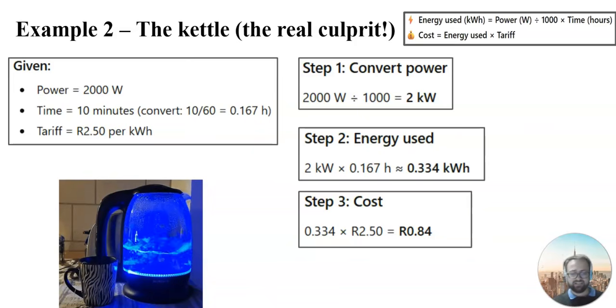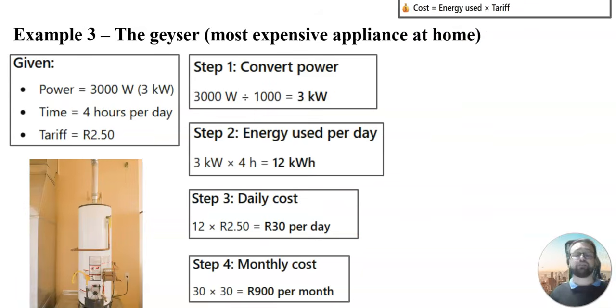So we can now clearly see, if you boil it over 10 times a day, every day, for a whole month, you can see where I'm going with this. This is clearly the culprit here. The kettle is way more expensive than the cell phone charger. Alright, let's move on. The third example is our geyser.